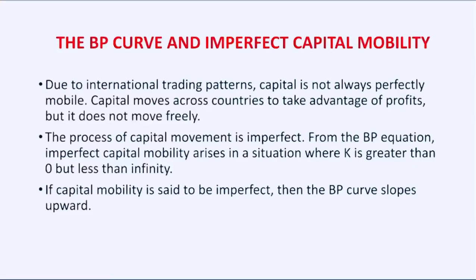Now, from the BP equation again, imperfect capital mobility arises in a situation where K, from the earlier videos, is greater than 0 but less than infinity. So it lies between 0 and infinity, but it equals neither 0 nor infinity. If capital mobility is said to be imperfect, then the BP curve slopes upward. So it's no longer horizontal, but it slopes upward.